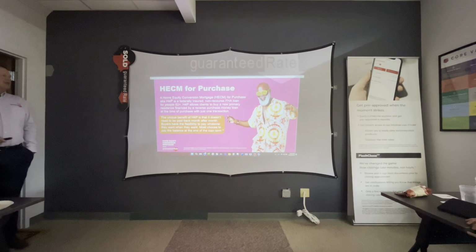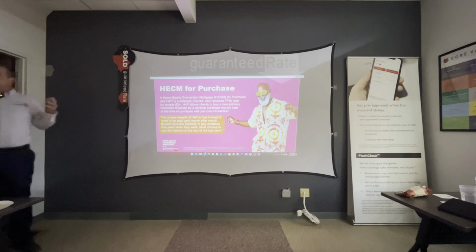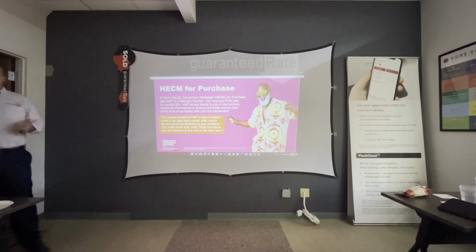H for P allows clients to buy a new primary residence financed by a reverse purchase money loan at the time of purchase with just one transaction. The old way, you had to buy a house and then get a reverse and have two transactions. Now, and it seems counterintuitive to a lot of professionals, you could do it all in one transaction. You could buy a house and take out the reverse mortgage at the same time.